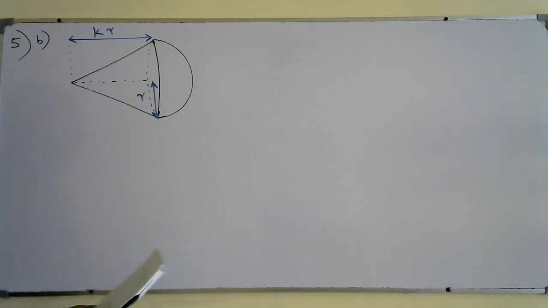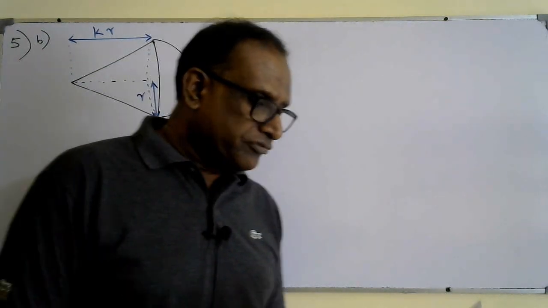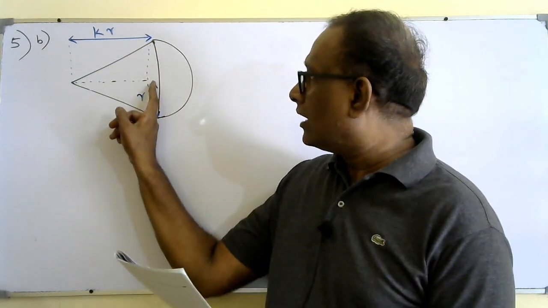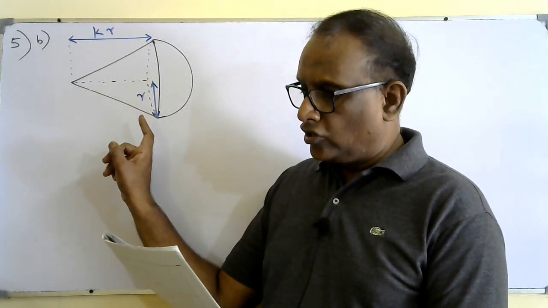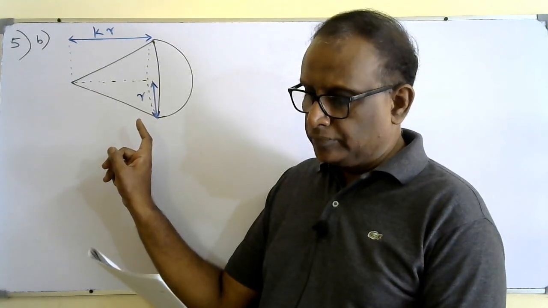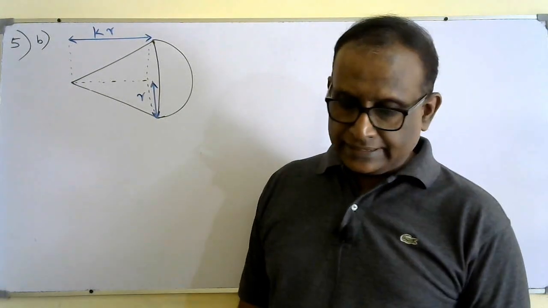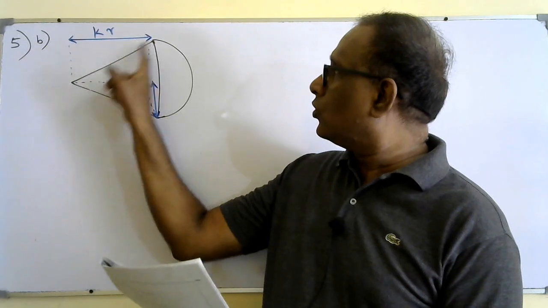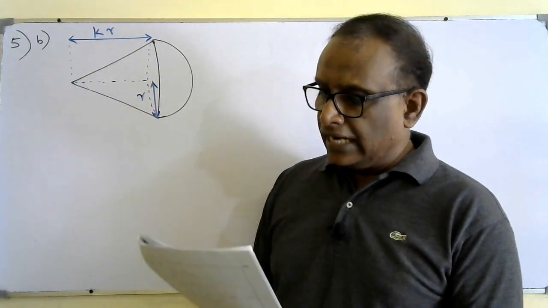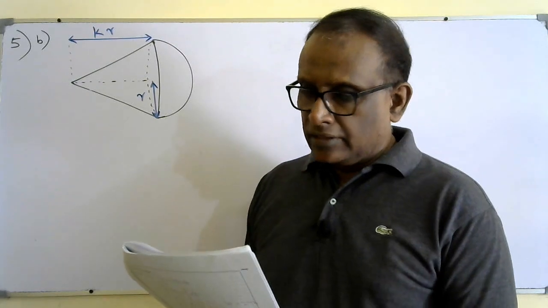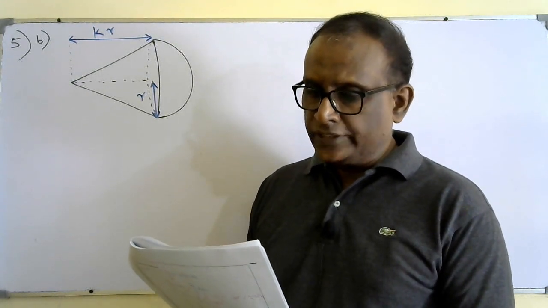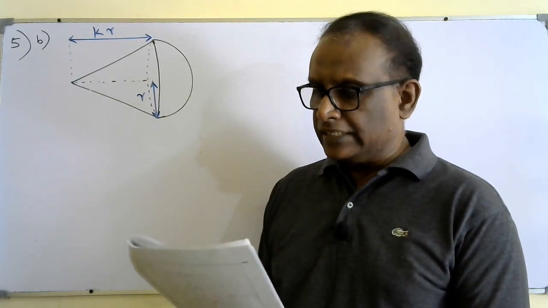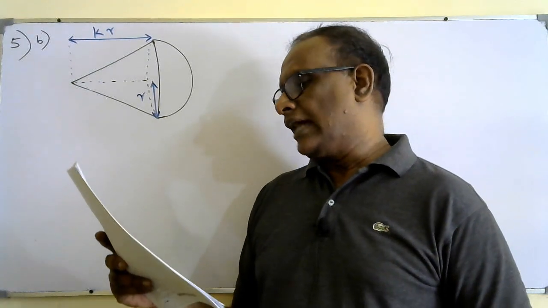Okay, so B part of question number 5, they have given this diagram: a uniform solid hemisphere of radius r. So the radius of this hemisphere is r, joined to a uniform solid rigid circular cone made of the same material, meaning same density, to form a toy. The cone has base radius r and height kr. The center of the base of the cone is O. The plane face of the cone coincides with the plane face of the hemisphere as shown in the figure.